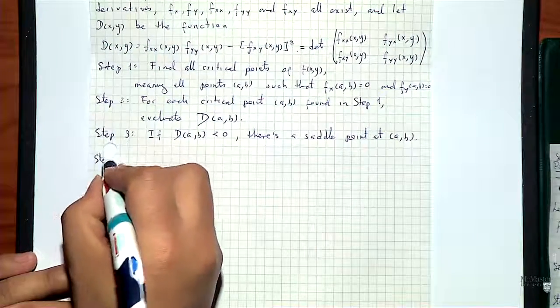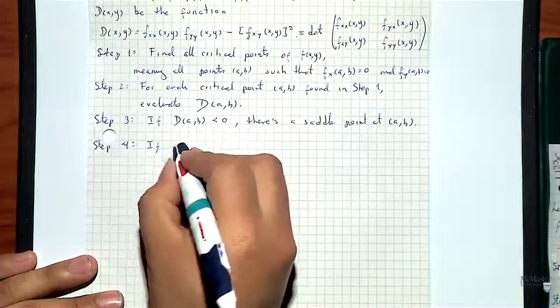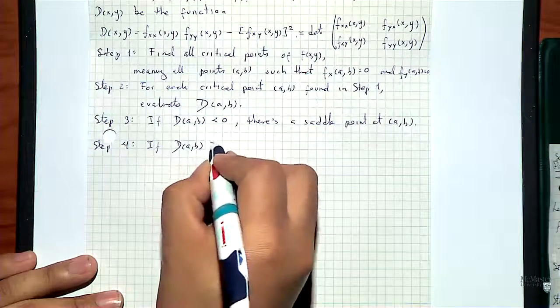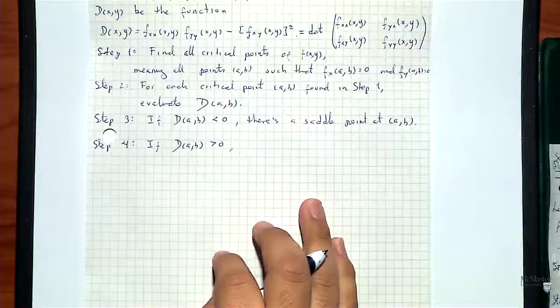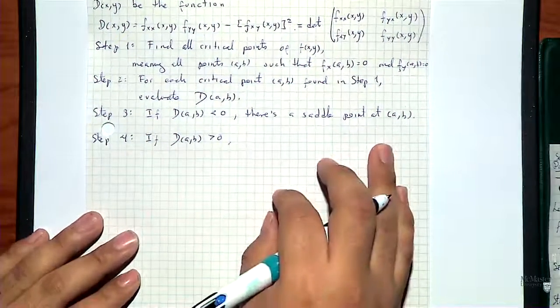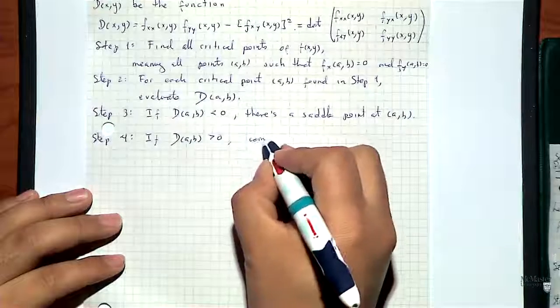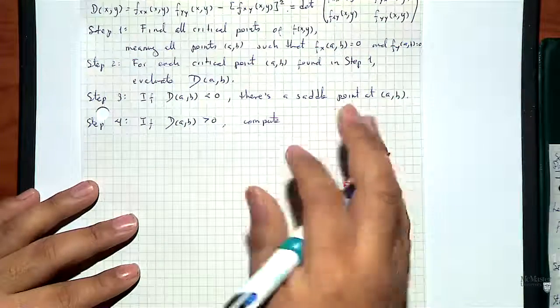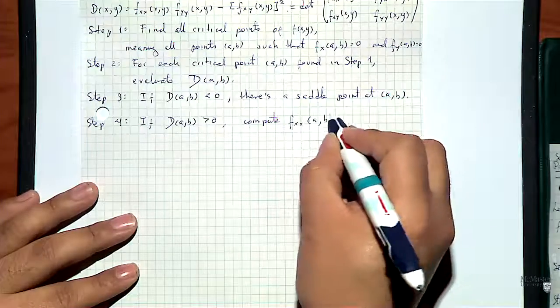Step 4 is another case. If D evaluated at the point (a, b) is greater than 0, well, you have to wait. I mean, there will be a relative extremum, but in order to figure out if it's a maximum or a minimum, you have to compute another sign. So you would compute the second derivative f_xx at (a, b).